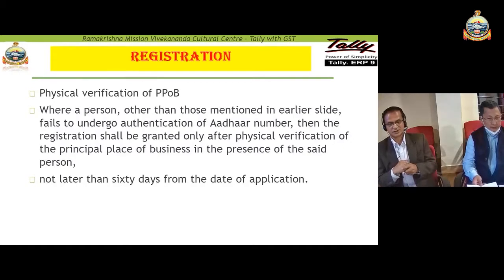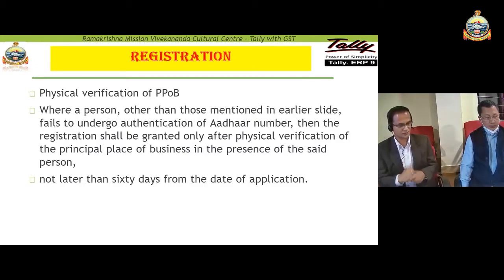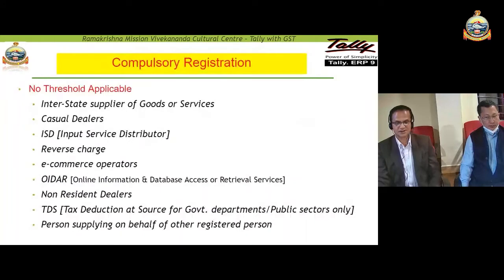the principal place of business will be inspected by the GST officials. And in that case, the registration will be granted within 60 days from the date of application. So this, in a nutshell, is what registration is, with the threshold limit.